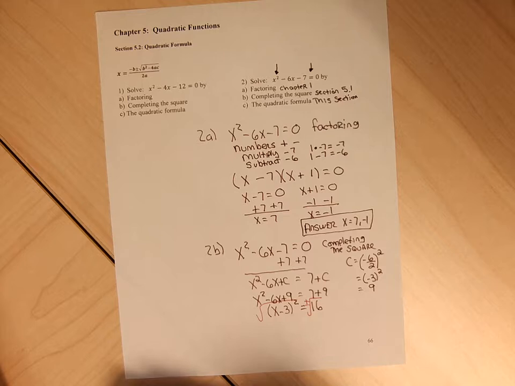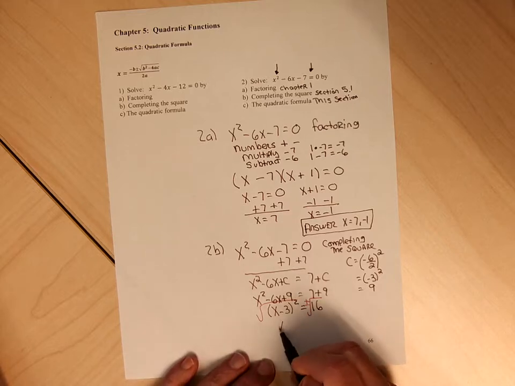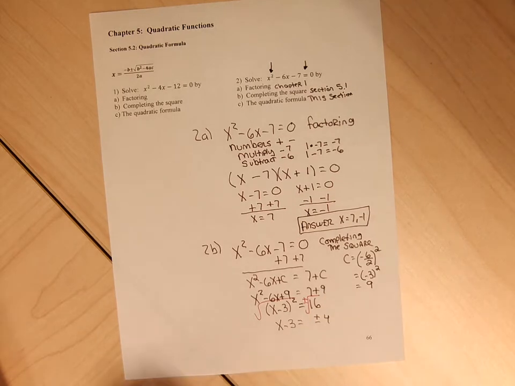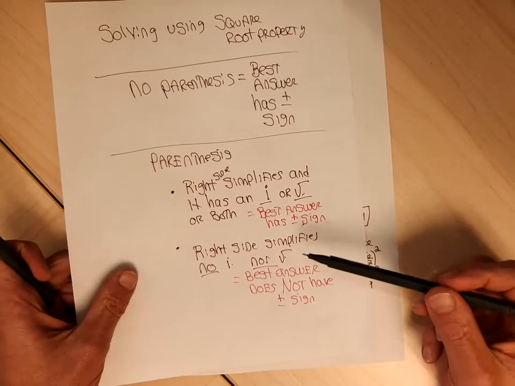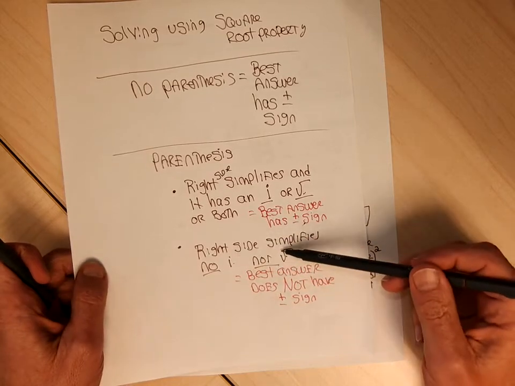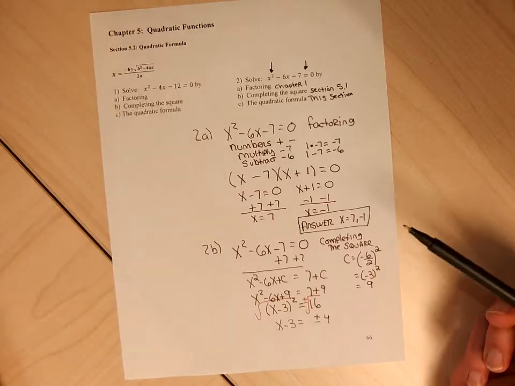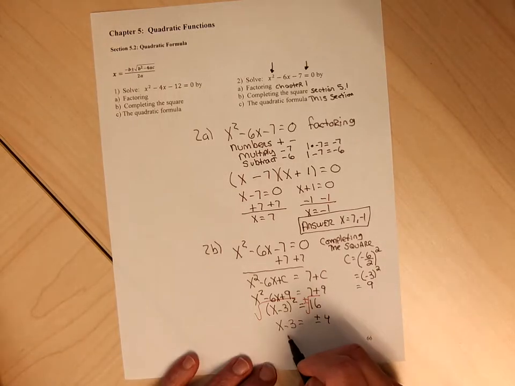And the left side becomes x minus 3. The right side, the square root of 16 is 4. And when I'm solving with the square root property, if the right side doesn't have an i or a square root, my best answer doesn't have a plus or minus sign. So I shouldn't have a plus or minus sign in my answer.